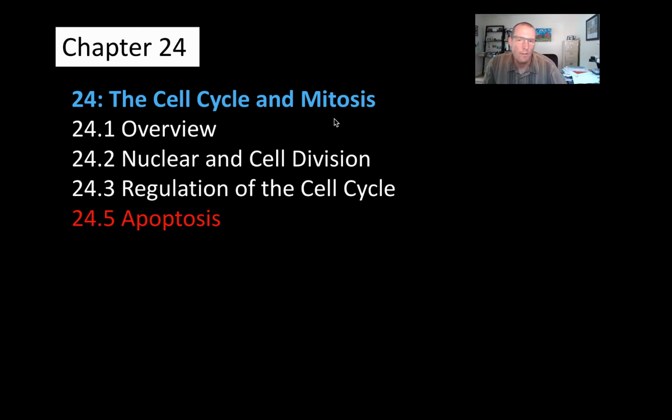Okay, this is the last section of chapter 24. We just finished up talking about how checkpoints can either pause the cell cycle to allow for DNA repair, or they can trigger this process called apoptosis. So in the event that a cell cannot repair the damage to its DNA, and following the arrest of the cell cycle by a checkpoint, the DNA damaged cell has to be eliminated.